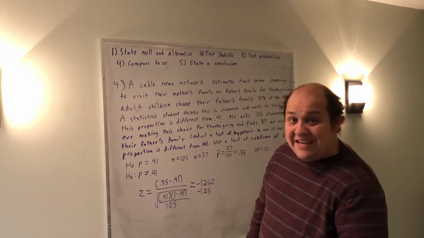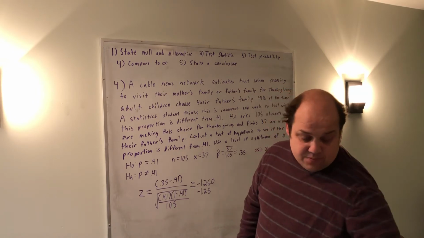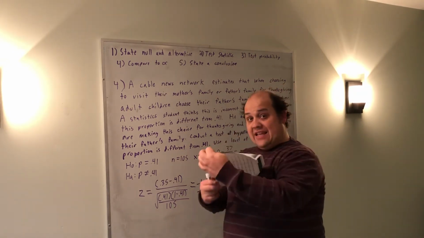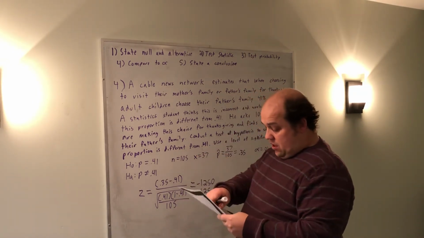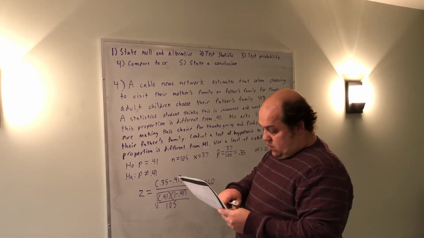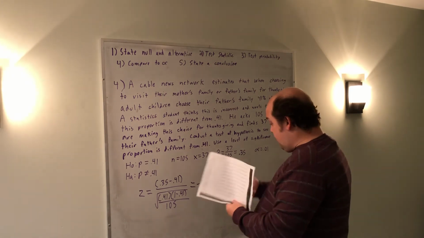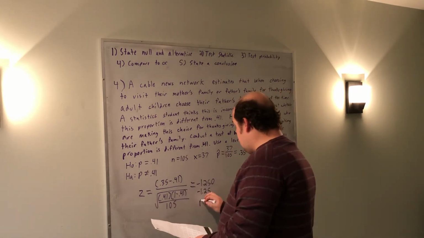Now that I have my test statistic, I need to find my test probability. So I go to the negative side of my table. I look up negative 1.25, and I get a p-value of 0.1056.